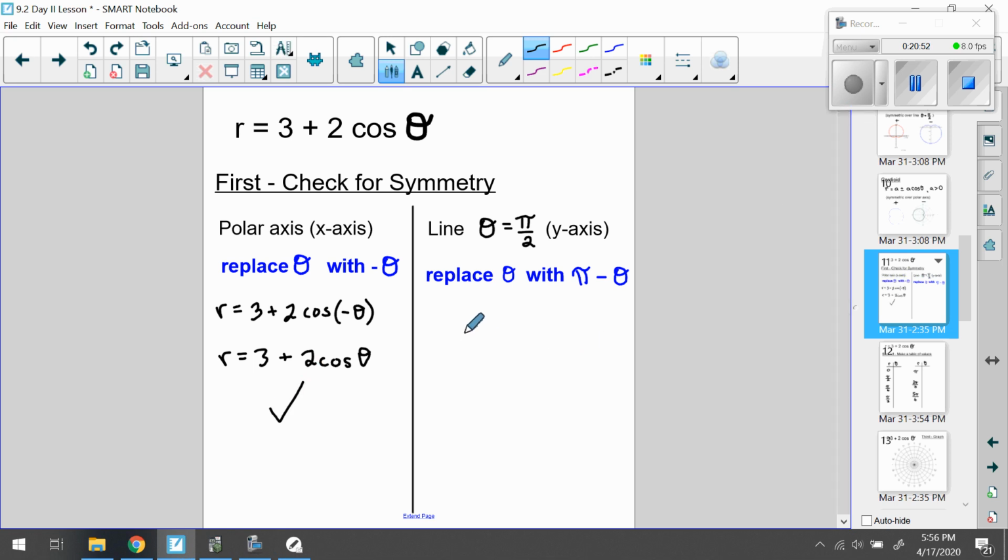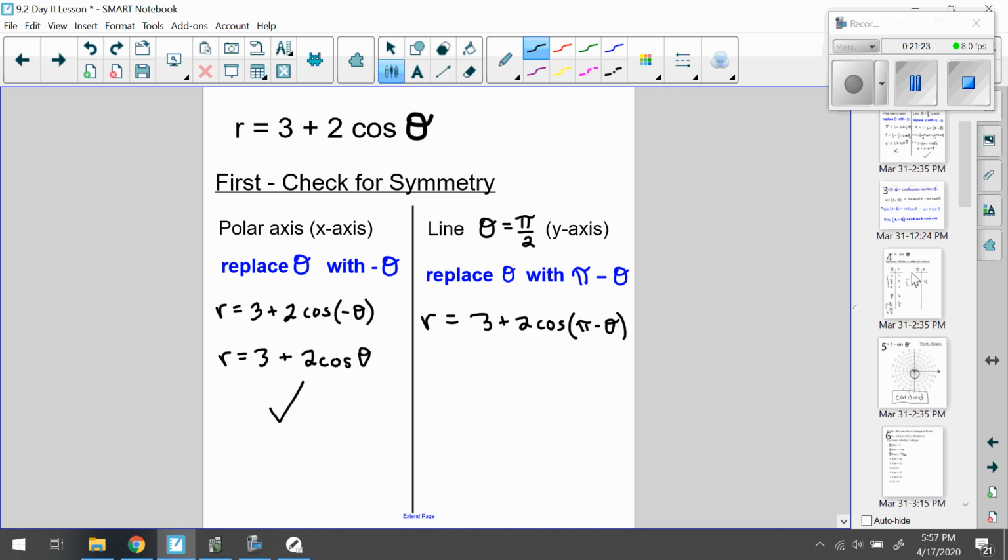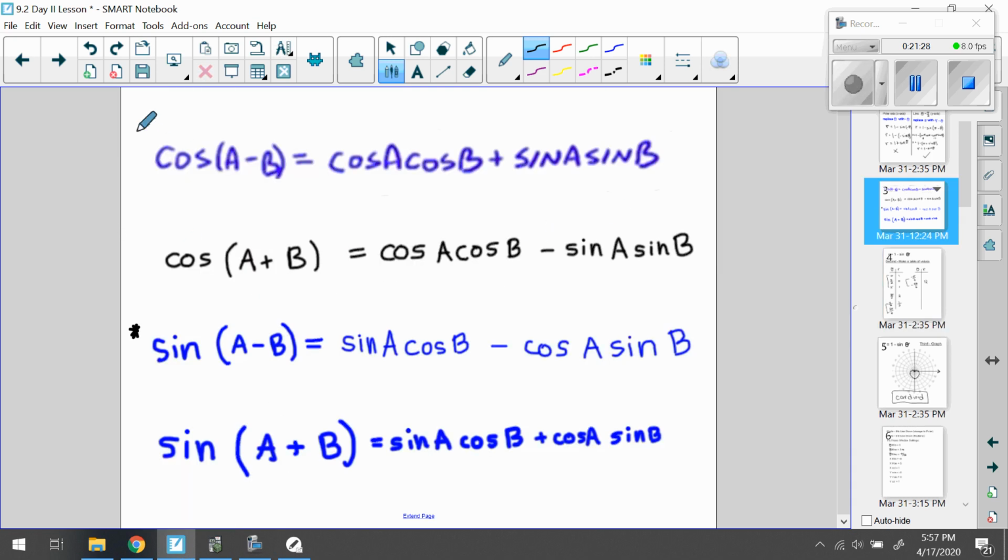All right, for symmetry over the line theta equals pi over 2, again, we're going to just replace theta with pi minus theta. And again, we're kind of stuck in that situation where we need to figure out how to simplify this. So let me go back a few slides to this one here. We have a cosine of a difference. And so that's this slide here. We want to pick this one this time.